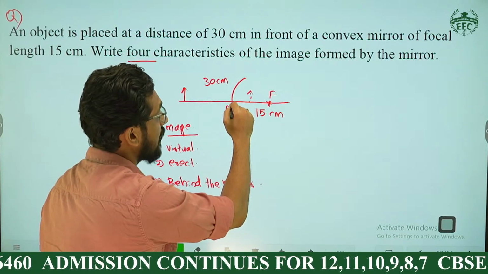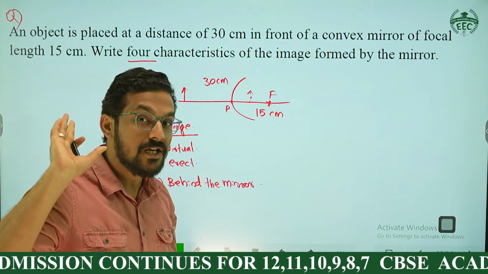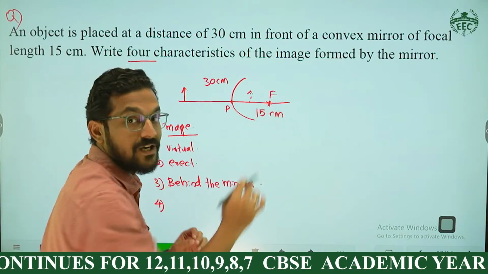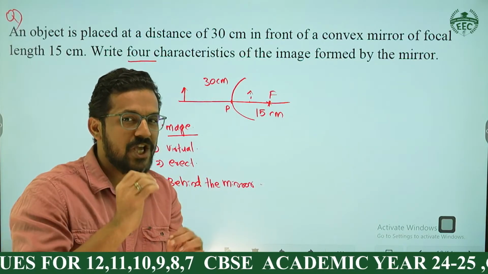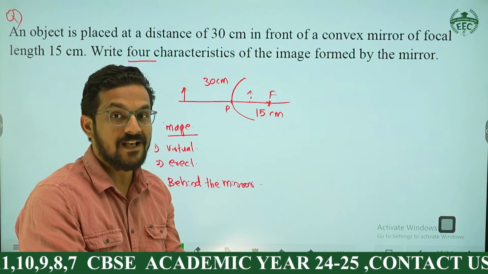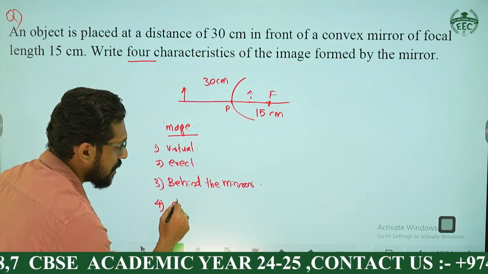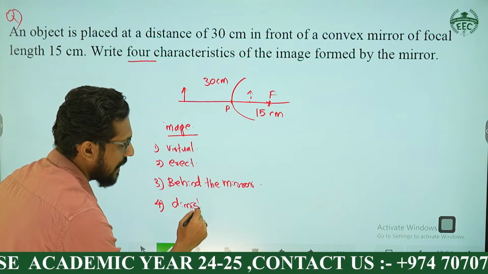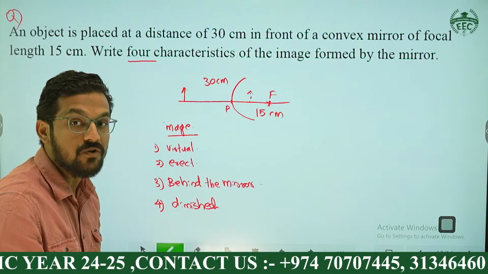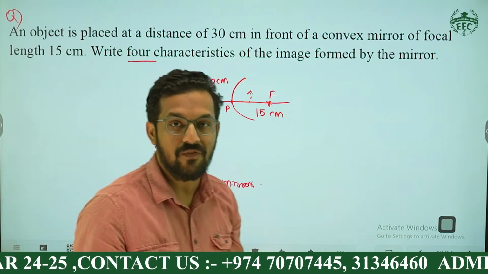Behind the mirror. If the object is at infinity, the image will be at the principal focus. What will be the nature then? It will be highly diminished. But what about this case? This case, it will be diminished. It will be a diminished image. So these are the 4 properties of the image formed by this convex mirror.